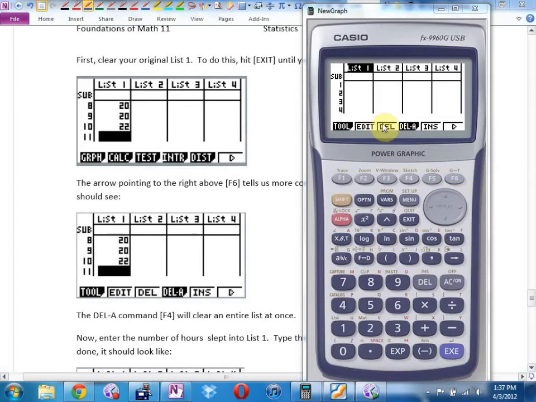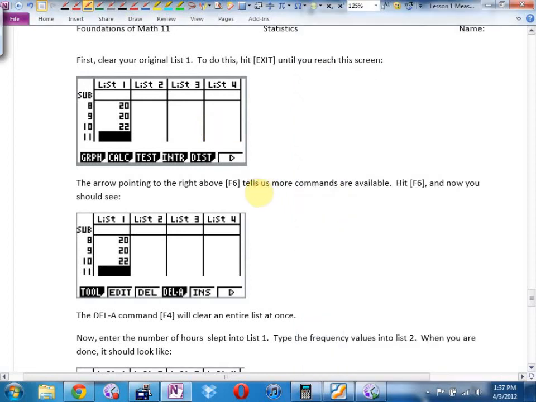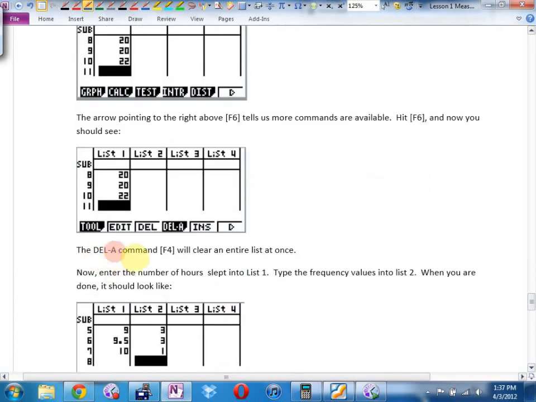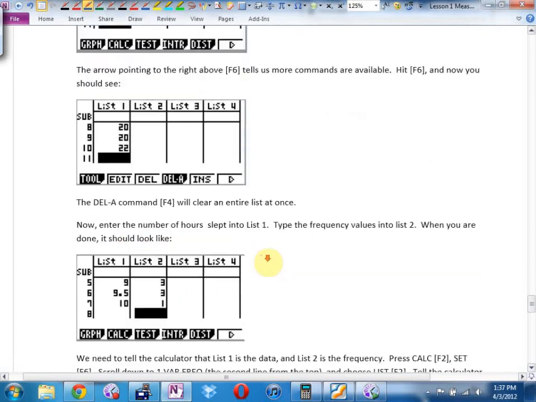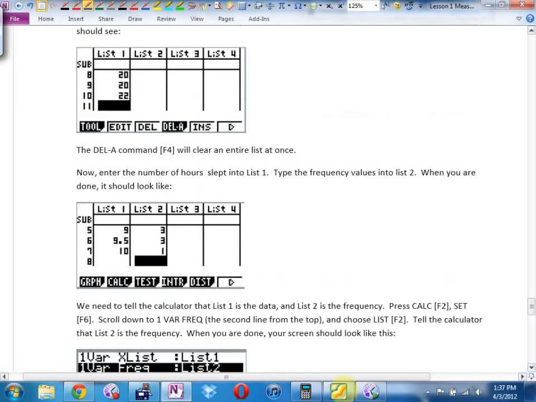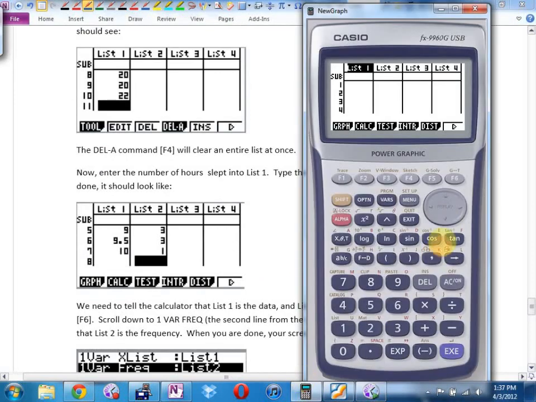Now, Danielle, we want to get back to the main group of menus, so press F6 again, arrow sideways, to get back to the graph, calc, test, intra, dist. Okay? So in terms of our notes, it says F6 tells us more commands are available. Hit F6, and now you should see that. The delete all command will clear an entire list at once. Now, navigate back to list 1, column 1, row 1. So navigate back to that square right there.